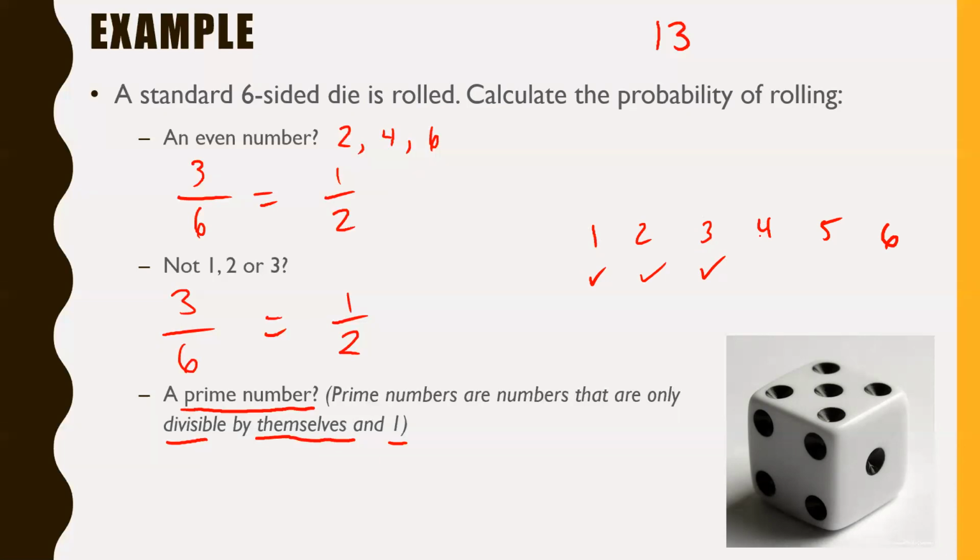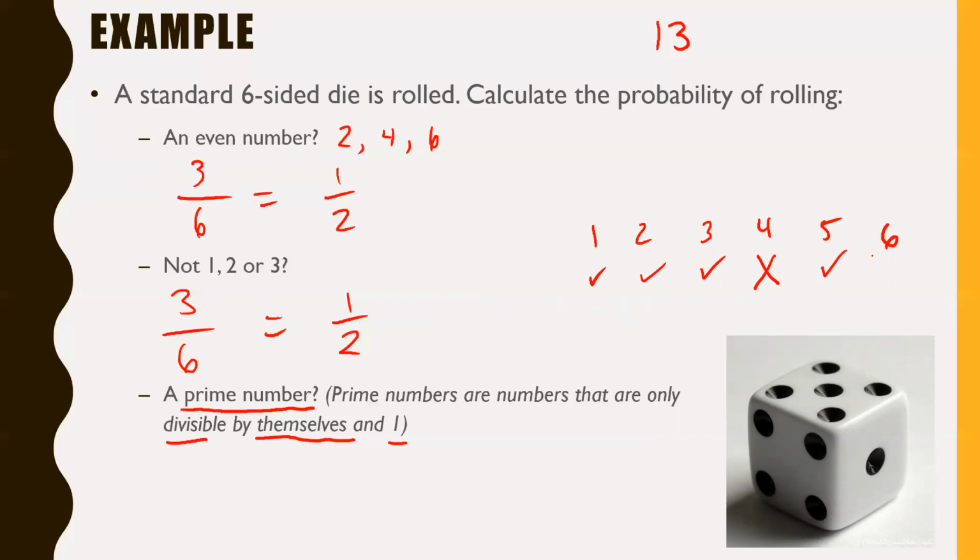4 is also divisible by 4 because it's itself. But keep in mind, 4 can be divided by 2, right? 4 divided by 2 is 2. Since 4 can be divided by 2, it is not a prime number. Now we'll check 5. 5 can't be divided by anything other than itself or 1. So in other words, 5 is a prime number.